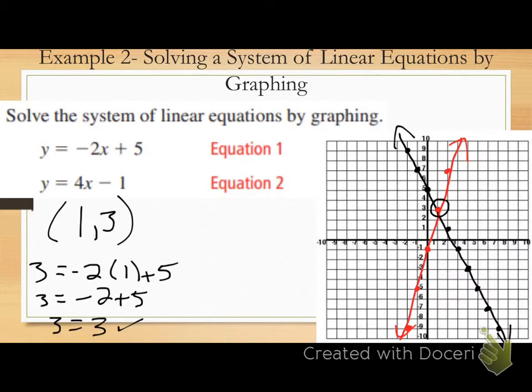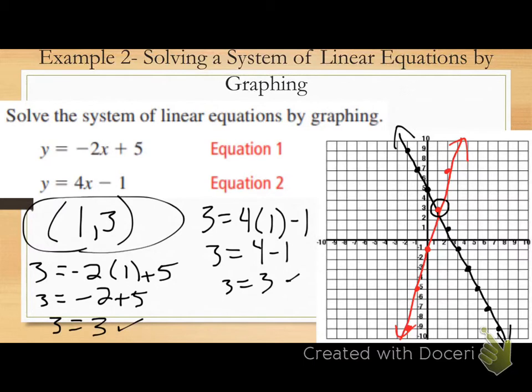Okay. Y equals 4x minus 1. What's the y value I'm plugging in? 3. And what's the x value? 1. 4 times 1 is 4. 4 minus 1 is 3. Does 3 equal 3? It does, so it checks out for my second equation. So I know 1 comma 3 is my solution of my system of equations. Any questions on that? Not too bad? Pretty easy. Graph the two equations, find where they intersect, check that point. Good with that? Okay.